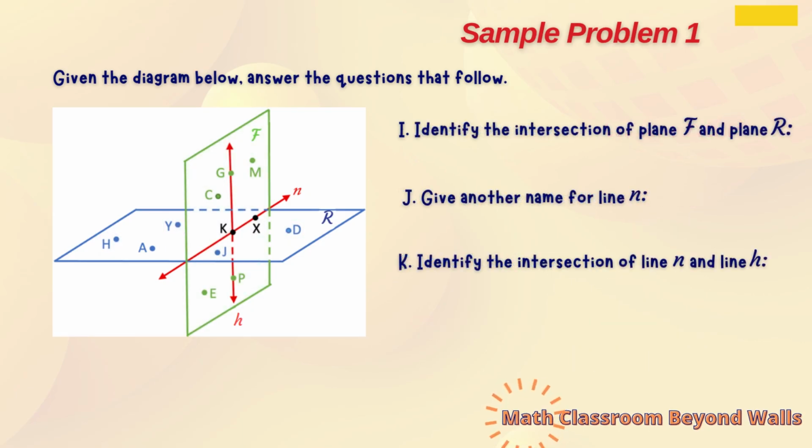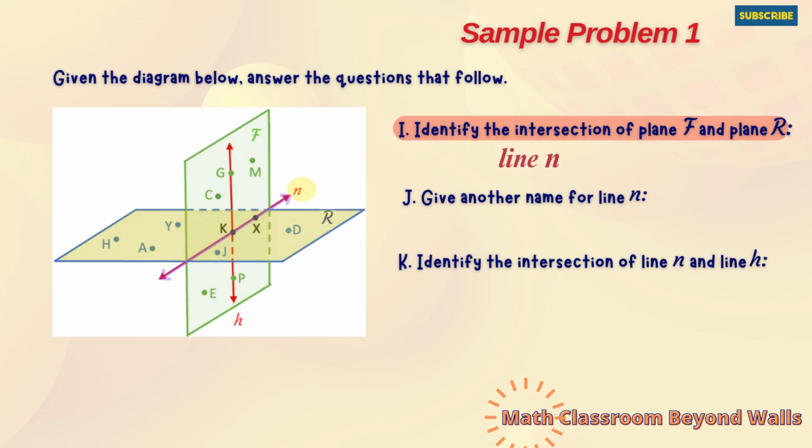Let us move on to question I. Here, we are to identify the intersection of plane F and plane R. We need to see where the 2 planes intersect. There you are. The planes intersect at line N. So, line N is the intersection of plane F and plane R.